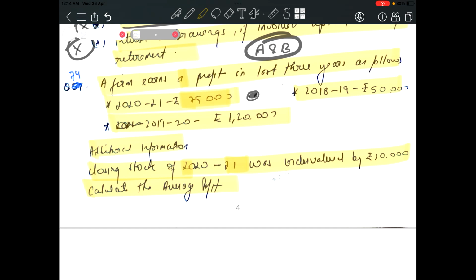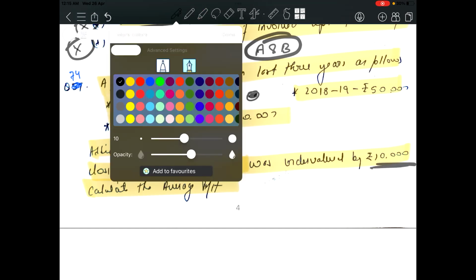Now, what will happen in this case? If your stock is undervalued, what will happen? Your profit will be lesser by 10,000, right?